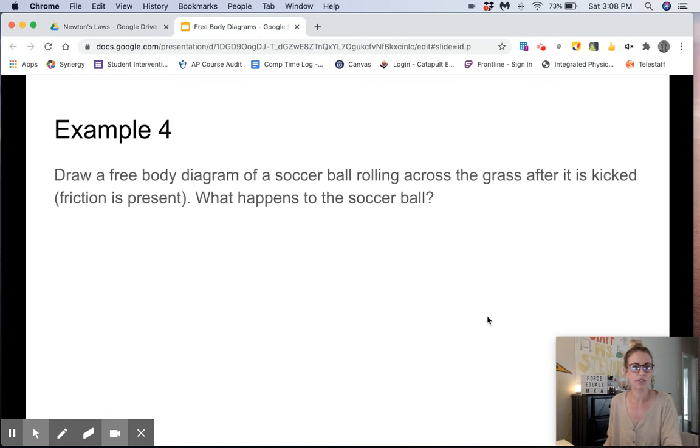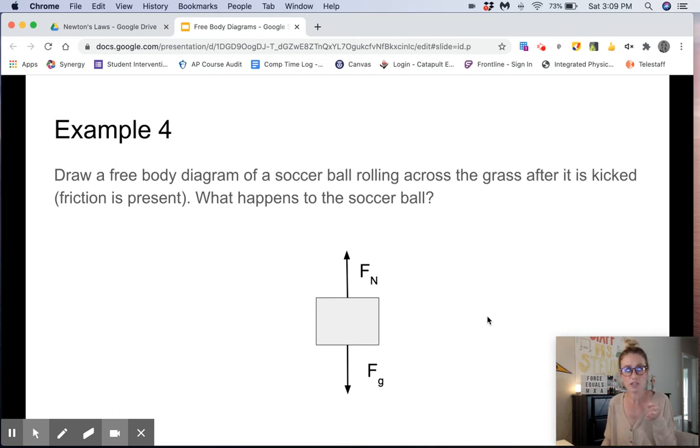Example number 4, we want to draw a free body diagram of a soccer ball rolling across the grass after it is kicked with friction present. What happens to the soccer ball? So again, we're drawing a soccer ball. There's my soccer ball. Isn't it beautiful? Yes, I know. We know that we are on the earth, so the force of gravity is holding it on the surface of the earth. Again, that soccer ball is being supported by that grass. It's not falling into the center of the earth, so therefore we know that there has to be a normal force acting upwards on the soccer ball.